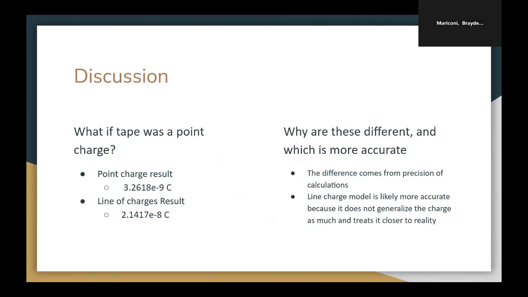If we treat the tape as a point charge, we get a much smaller value. When we model it as a distributed line of charges, we get a larger, more realistic value. The difference highlights the importance of modeling assumptions in physics. A more accurate representation of geometry leads to a more accurate calculation. The final result of 2.1417 times 10 to the negative 8 coulombs reflects a model that better matches the real system.